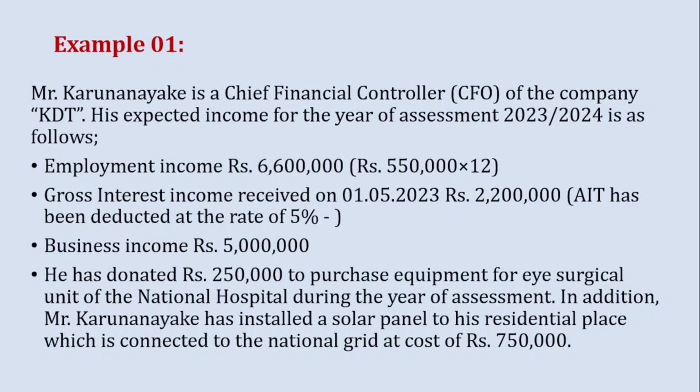If it is a received amount, then AIT could be deducted. If it is receivable, AIT will be deducted in future. Then business income 5 million.